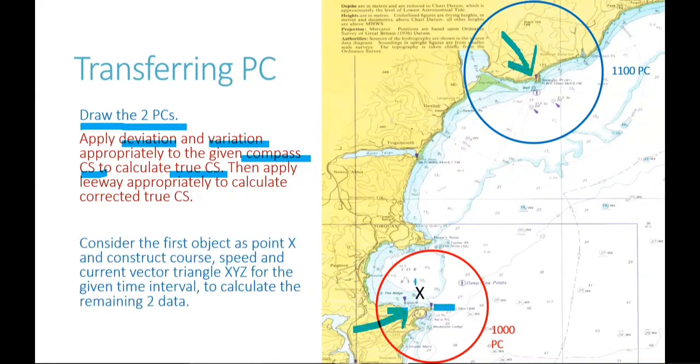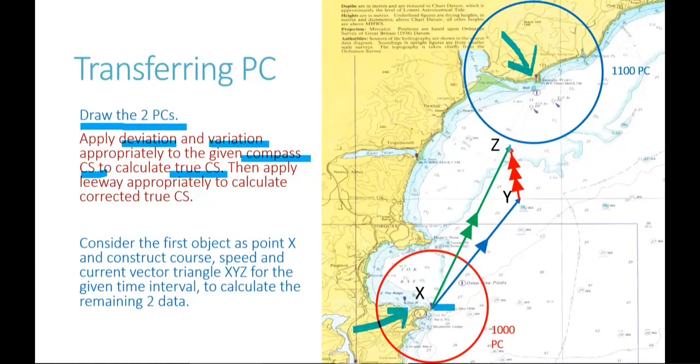The first object is taken as X. We construct the XYZ triangle, that is the course, speed, current triangle. We apply the course steered and mark it with a single arrow. We get position Y. We apply the current set and the rate of the current, and we get position Z, which is our estimated position. We can draw the XZ vector, and if they have asked you to find the CMG and SMG, from this XZ vector you get your course made good as well as the speed made good.